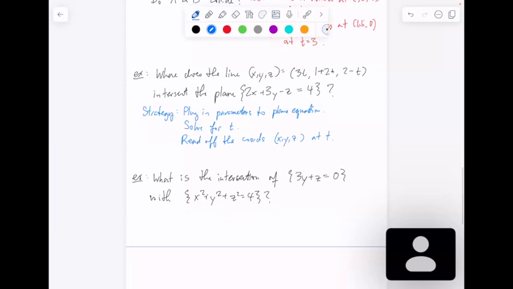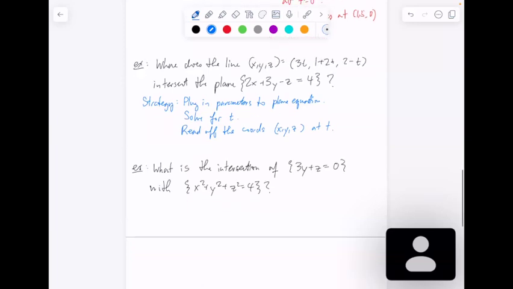Just because we're short on time, I'll leave this for you to do as an exercise on your own. By the way, if I didn't tell you that this line intersected the plane, how might you determine if this line intersects the plane or not? What might be a quick way of figuring that out?